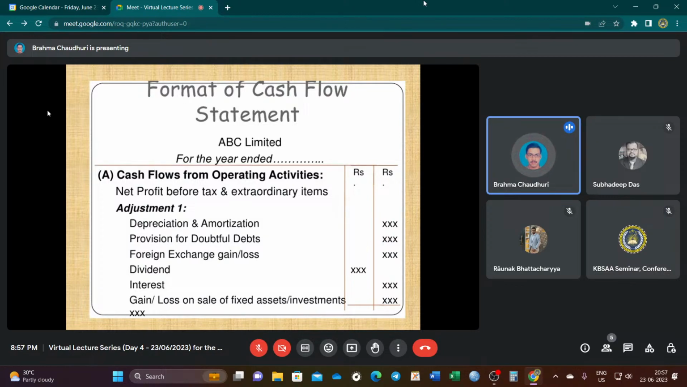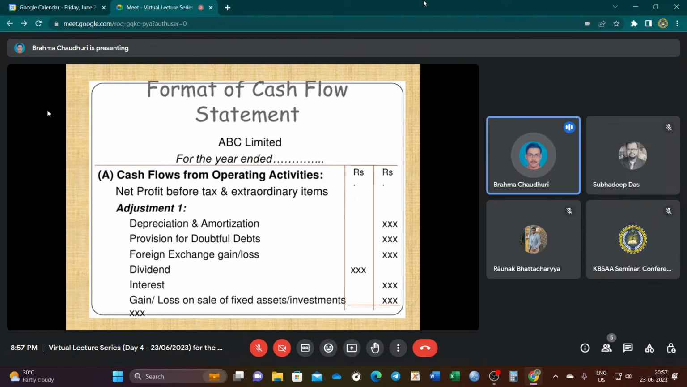But generally, the format of the cash flow statement is as follows, given here in this particular slide. First of all, we determine the cash flows from the operating activities. To determine that, we will be given a certain net profit, that is, net profit before tax and extraordinary items, which will be given in the particular problem. From the profit and loss account, we can easily ascertain the net profit before tax and extraordinary items.